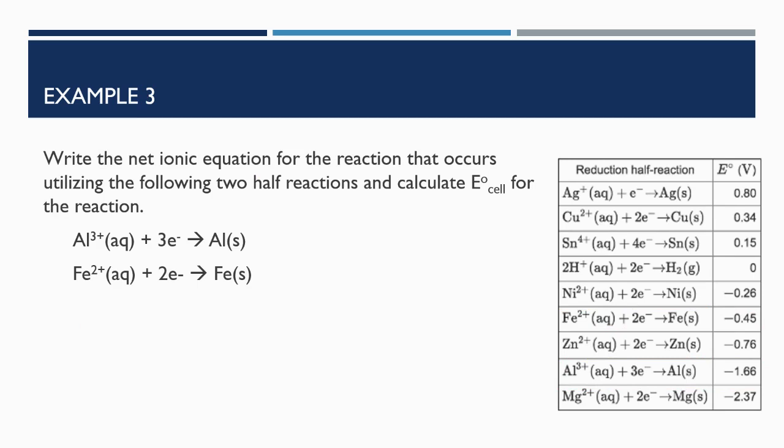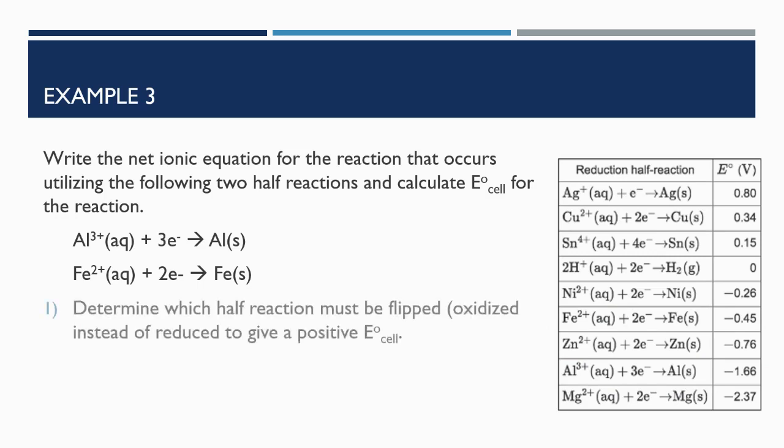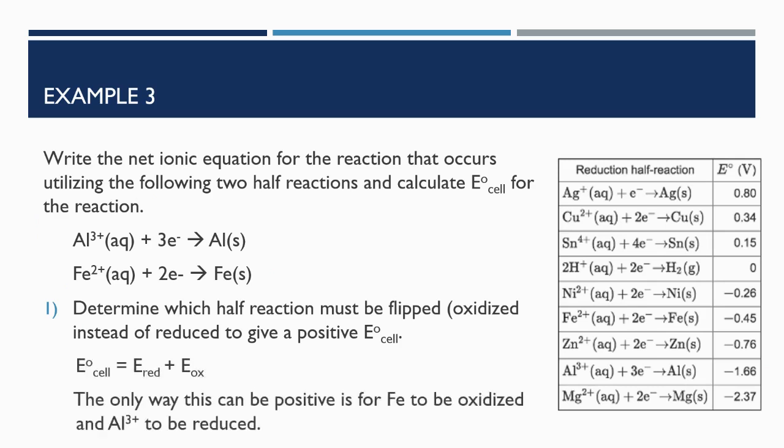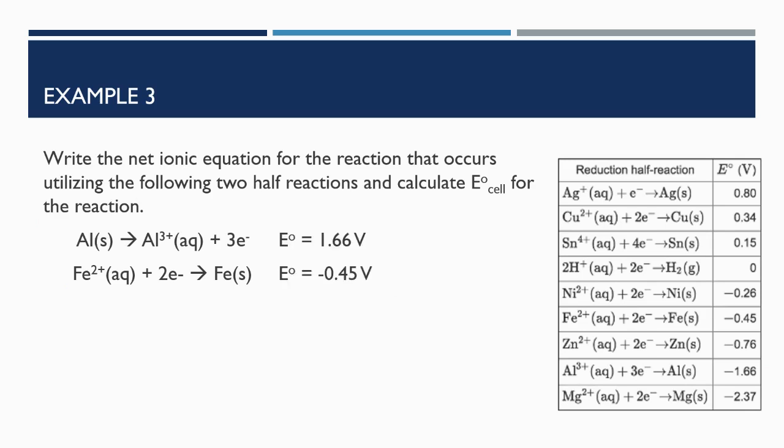So if we want to write the net ionic equation for this reaction, we can do that. What we're going to do is first determine which reaction needs to be flipped instead of reduced to give a positive E cell. Now, we did this in the last example, and so we've already seen that aluminum needs to be flipped in order to do this. So we know that aluminum is going to change and go in the other direction. Iron is going to be reduced, and we get a positive voltage of 1.21, which we saw in the previous example.